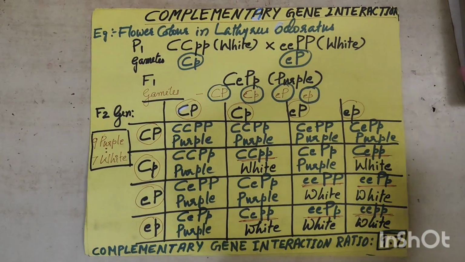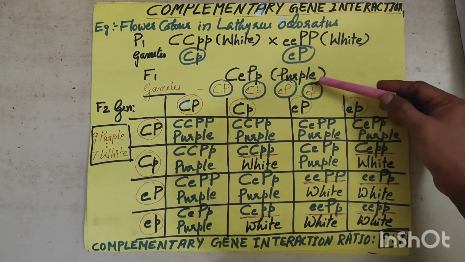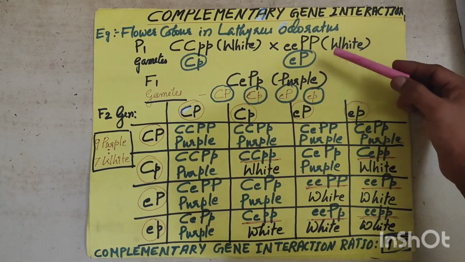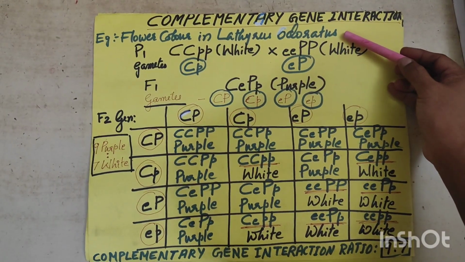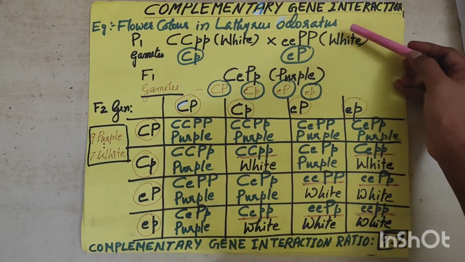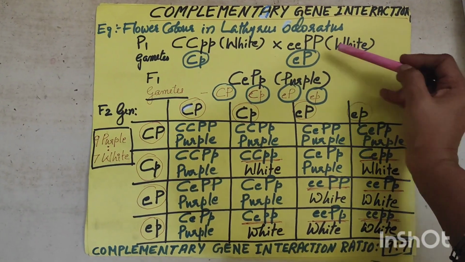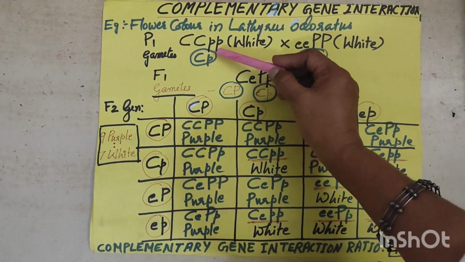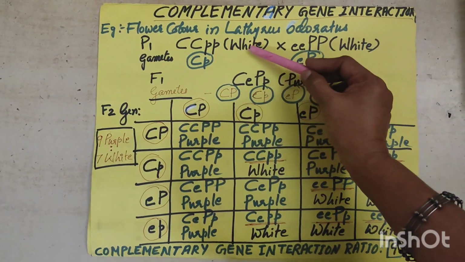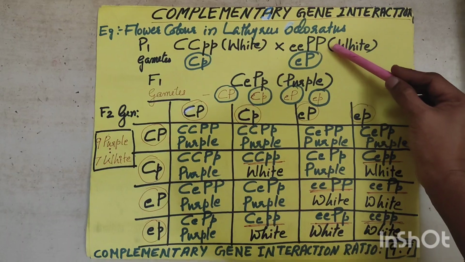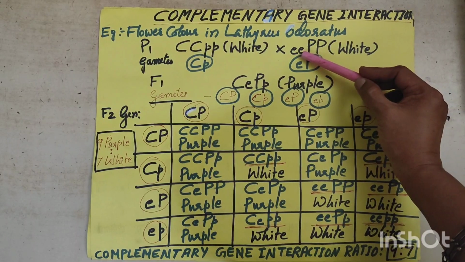So, before passing on to the F2 offspring, let's see once again how the F1 individual is produced. Here, this is about the complementary gene interaction. The flower color in Lathyrus odoratus is an example that we are discussing. These are the two parents. Both are white phenotypes. And the genotype you can see here is capital C, small p. Only the dominant allele of C gene is present, so it is white. Here in small c, capital P, it is also white because dominant allele of C is absent.